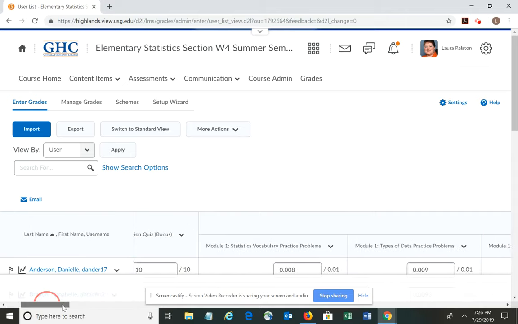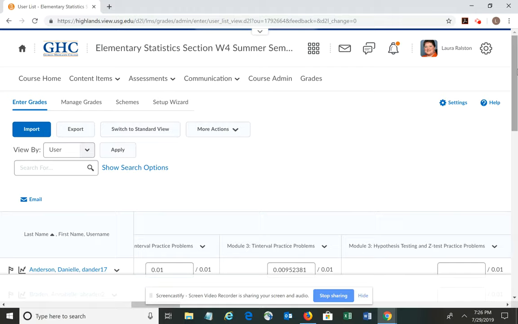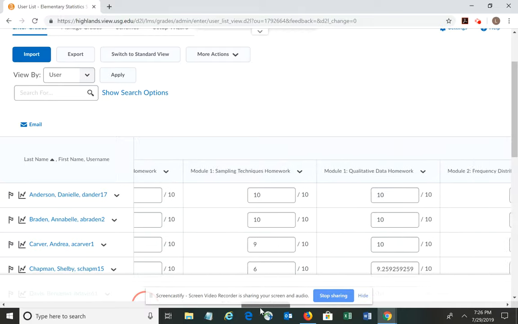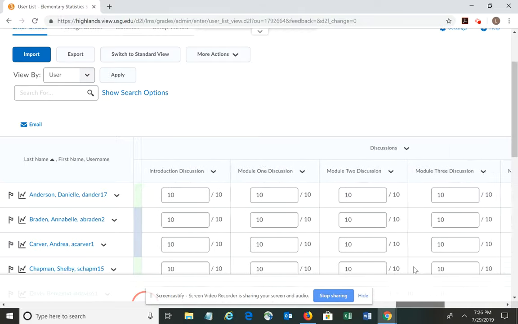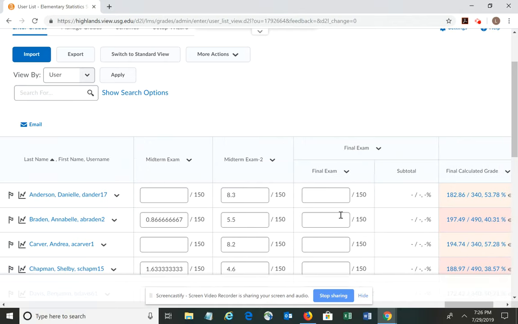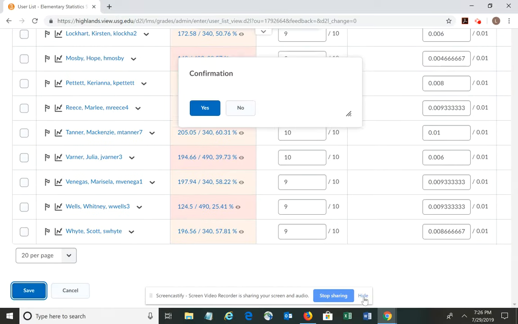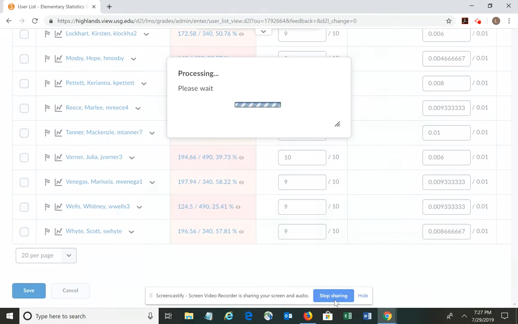I'm going to scroll over to, I would put them in the midterm exam 2 column. And so instead of having 5.5, I would put 120. And then work from there. So that would be her score. Then you want to make sure you save it. Okay, just like you save anytime you've entered grades. And it should be correct.